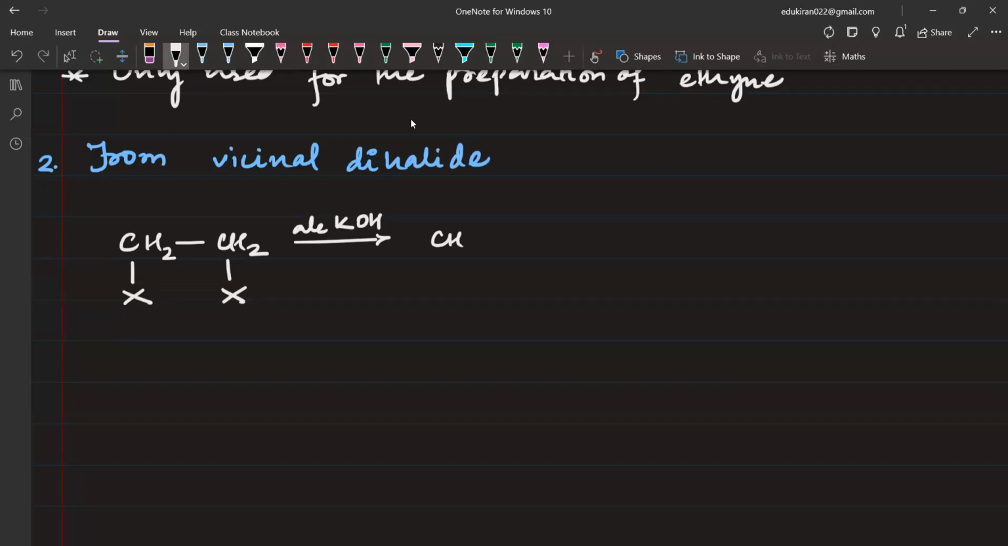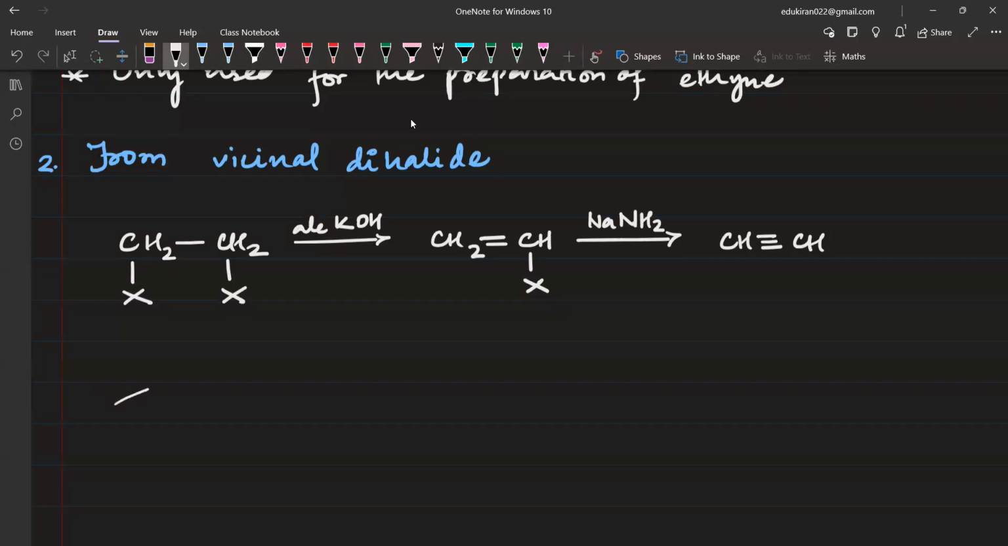So one halogen is removed and a double bond forms. You will have CH, one hydrogen, and a halogen is still here. After this, you need a strong base, that is NaNH2, sodium amide. This will remove halogen from this carbon and hydrogen from that carbon. So you'll have CH triple bond CH. So there is an elimination reaction two times. First the double bond forms with alcoholic KOH, then after that you will get the triple bond.